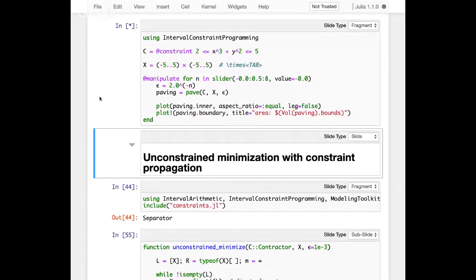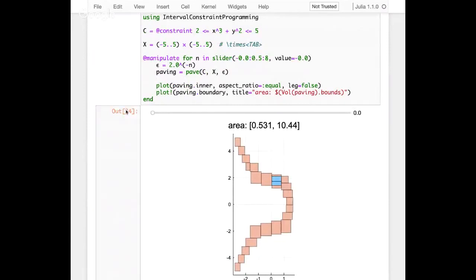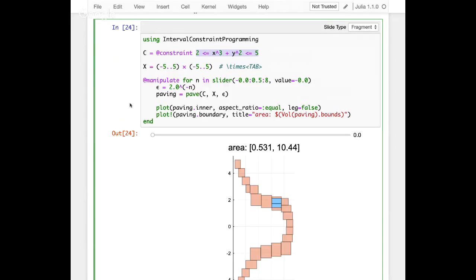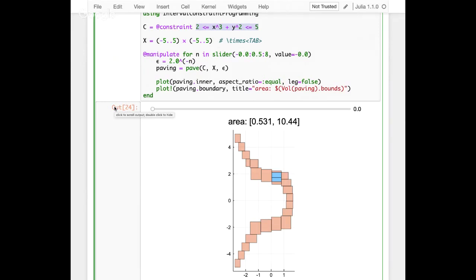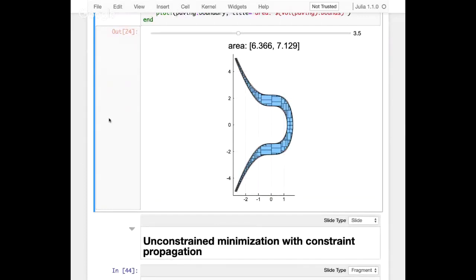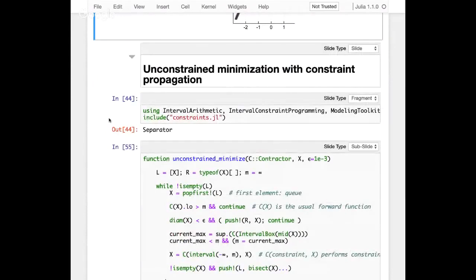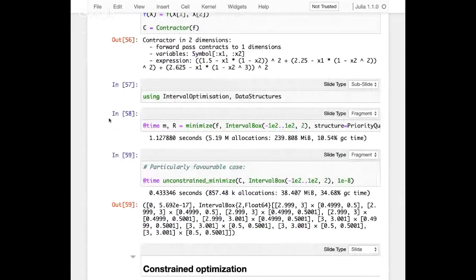But while that's going on, okay, here we are. So I'm looking at the feasible set for this constraint, and I'm just going to do, again, bisection and work out which boxes are inside the constraint and which boxes are outside using this contractor. And as I bisect more and more, I get a better and better approximation. So the red boxes, it doesn't know what's going on. The blue boxes are inside, and the white boxes are outside the constraint. So I can characterize feasible sets. And so now I can put all of that together and do unconstrained minimization with constraint propagation and show that that's faster than doing it just with branch and bound, just with interval extensions.